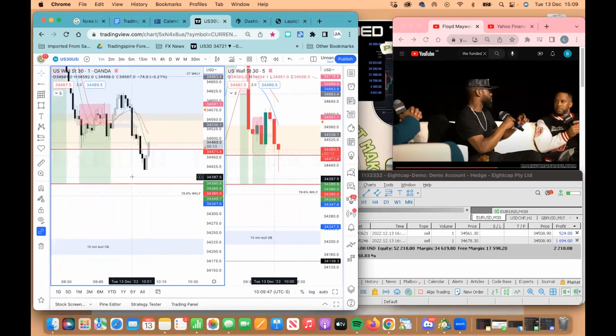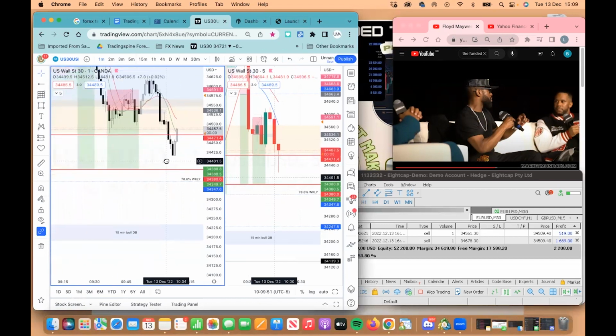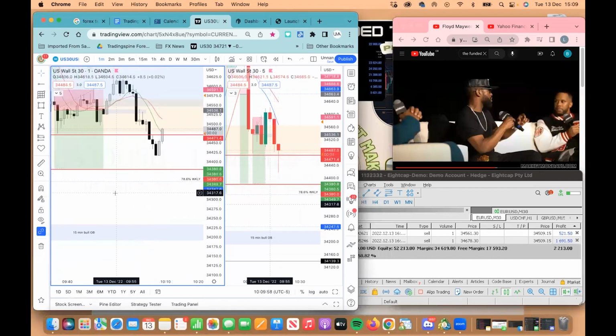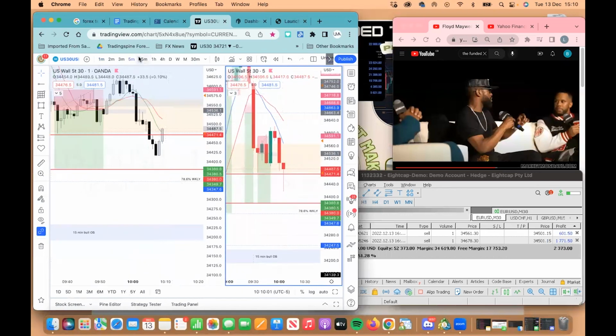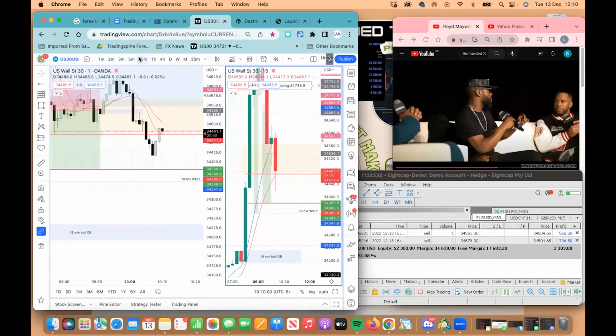Oh, that's right. So this is the 5-minute chart I've got here. I'm just looking at the 5-minute chart and flicking back and forth from the 5-minute to the 15. The 15-minute, there's a bearish order block there.